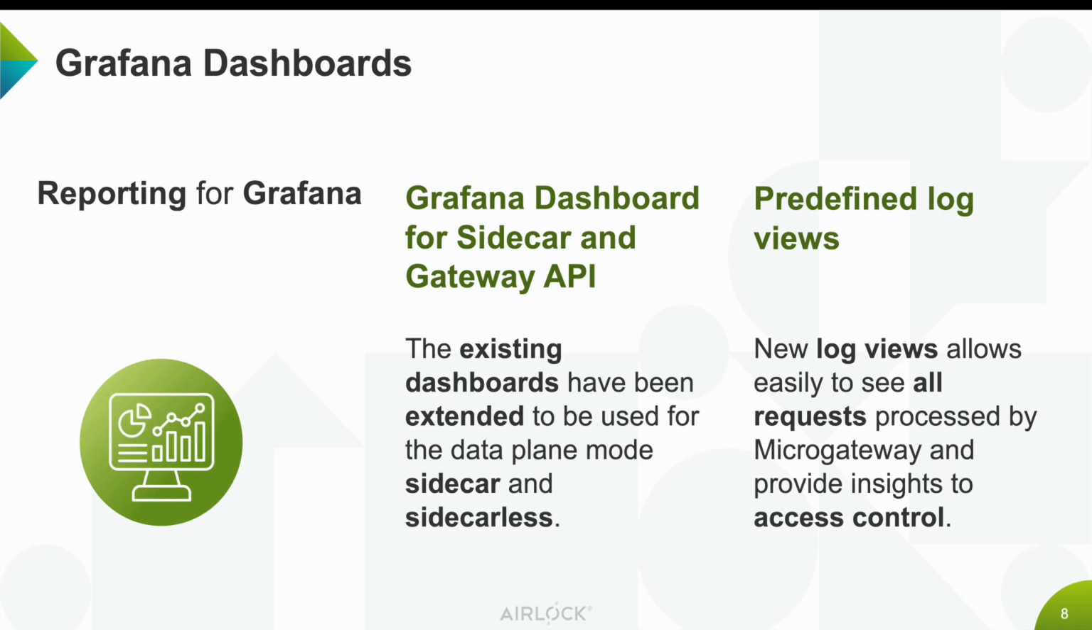Such a log view is typically known as an access log. The second log view provides insights about the authentication enforcement. Administrators can easily investigate who was authenticated and authorized to access a certain web application. To update the Grafana dashboards, simply deploy a new Helm release with the Microgateway version 4.5.